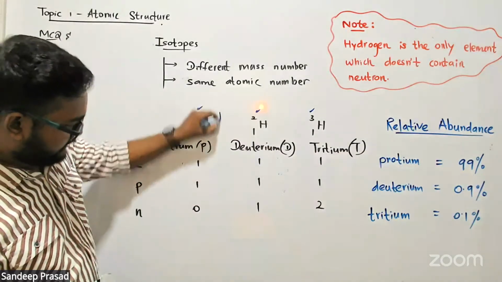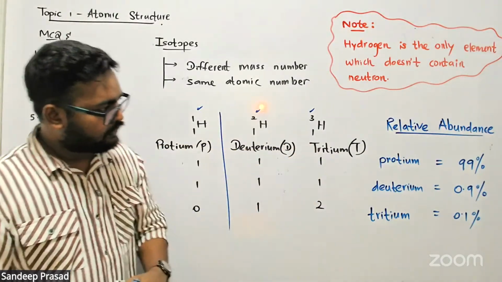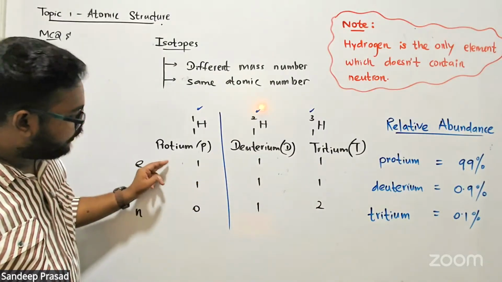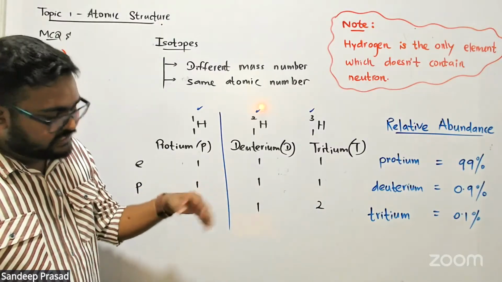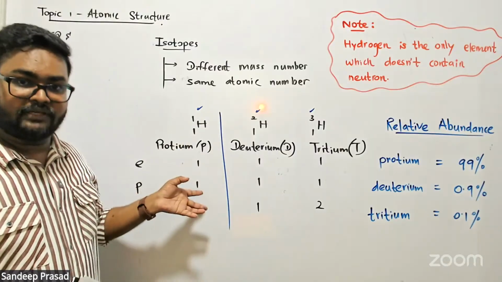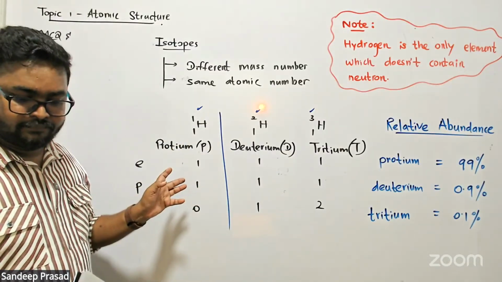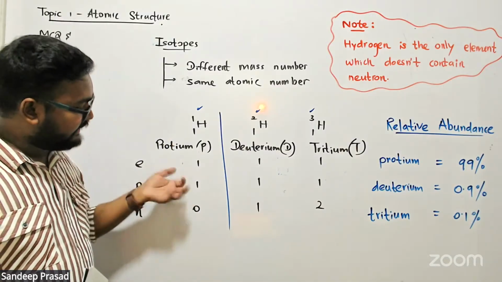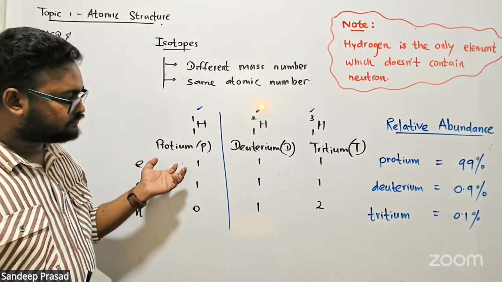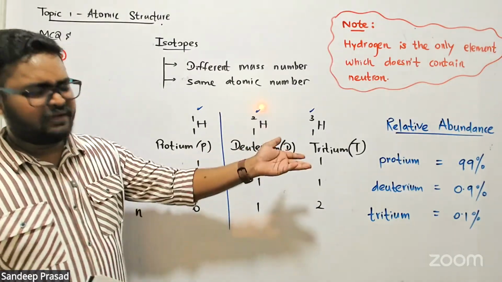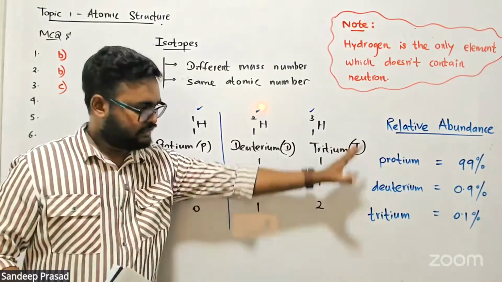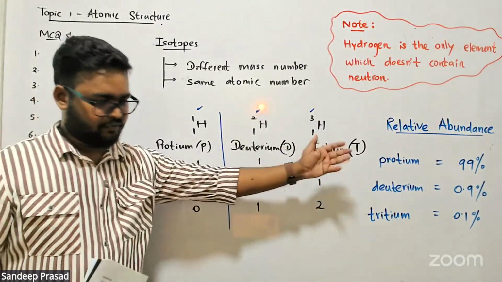Understood? According to the relative abundance, students, protium is 99%. That means if I consider a sample of hydrogen, 99% will be protium. So that is stable. Even in our atmosphere, 99% is protium. Then deuterium and tritium will be only 1%. These are not the exact values. Again, I'm telling you that these values can change, as an instance.